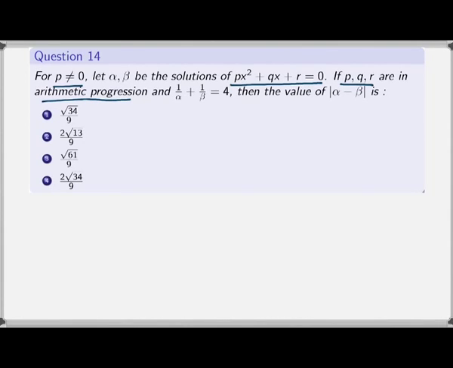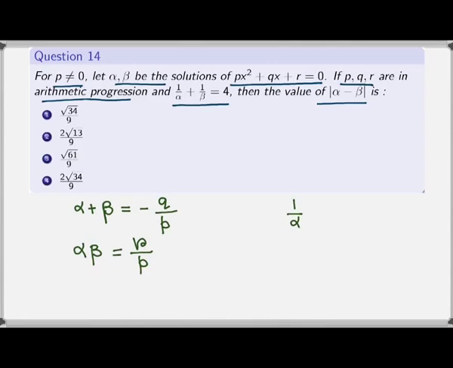We are given that alpha and beta are the solutions of this given quadratic equation with the property that 1 by alpha plus 1 by beta is equal to 4. We have to find out the value of modulus of alpha minus beta. So, since alpha and beta are the solutions of the given quadratic equation, we can immediately write alpha plus beta is equal to minus q divided by p, and also alpha into beta is equal to r divided by p.